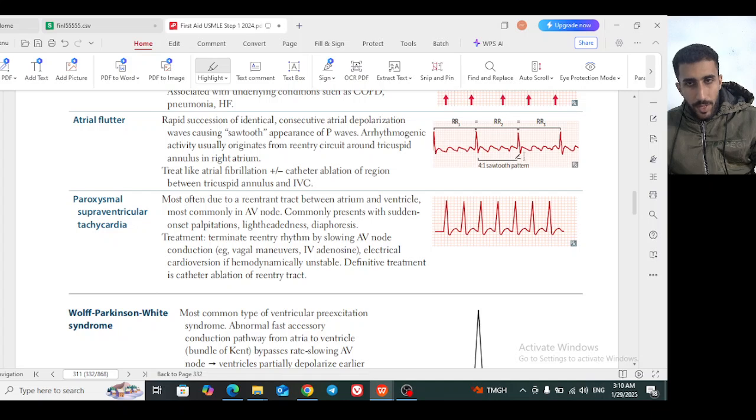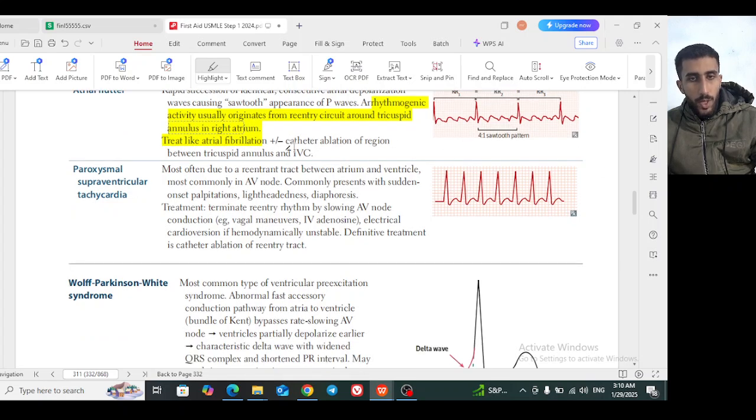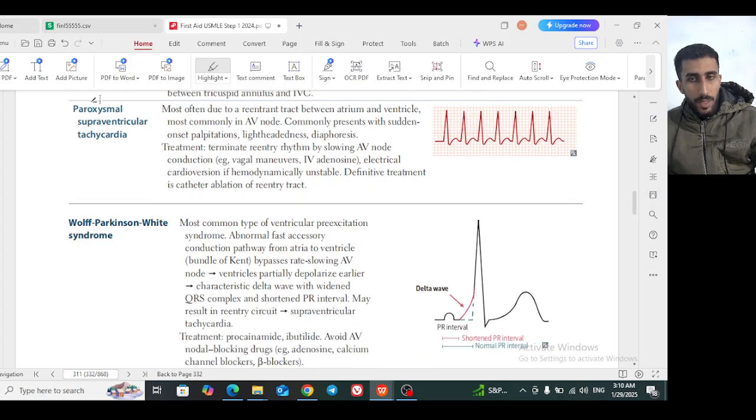So the arrhythmogenic activity origin is different. Remember that for atrial fibrillation, we talked about the pulmonary ostia in the left atrium. So this is the re-entry circuit around the tricuspid annulus in the right atrium. A different kind of origin. So treatment is essentially like atrial fibrillation, and after the acute episode is gone, you have to ablate the origin, which is the region between the tricuspid annulus and the inferior vena cava. This is in the right atrium, unlike AF, which is in the left atrium.